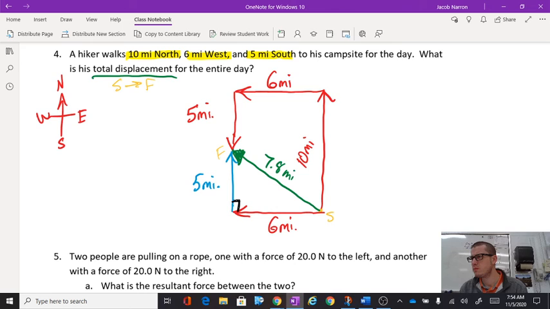Next thing we have to do is find our angle theta. I'm just going to identify theta as being right here. Once again, when I identify theta, I always want it to be where the vector is coming from. And so that's what I've done right here.